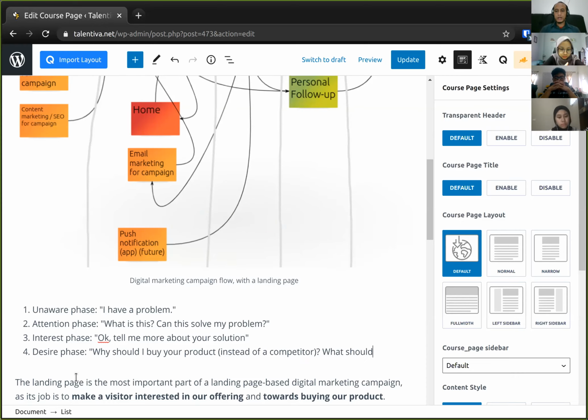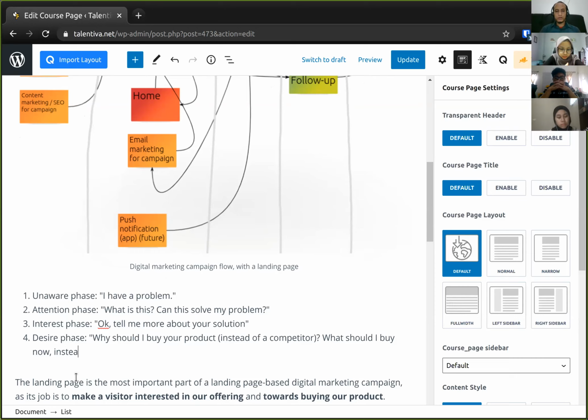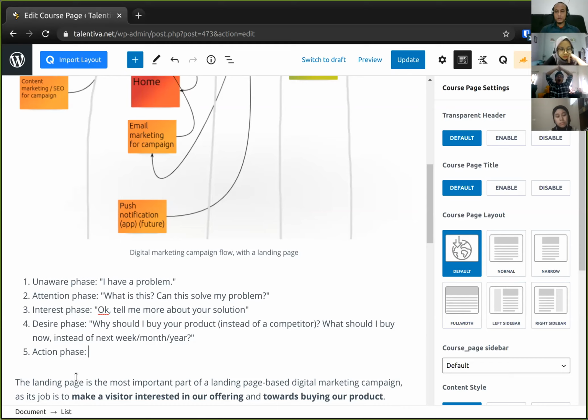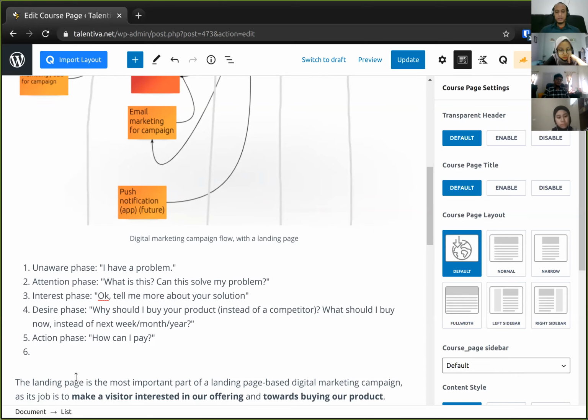Or why should I buy now instead of next week or next month or next year, right? So this is the desire phase. And then the last phase is the action phase, when the user says, what should I do? Or basically, how should I pay, right? How can I pay? Is it by credit card, by cash, or something? And then the last one is the retention phase. Why should I continue buying your product again, right?